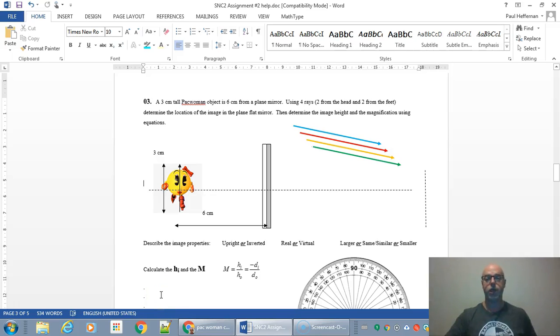Mr. Heffernan here, and here's a short example of how to draw a ray diagram for a plane mirror and how to find the location of an image in a plane mirror.